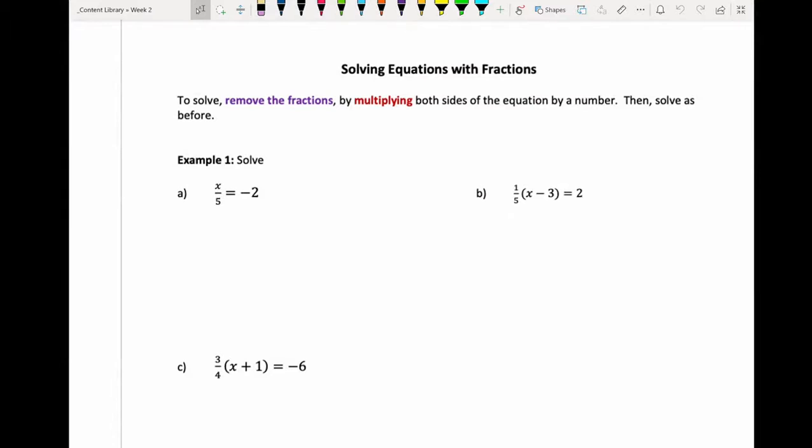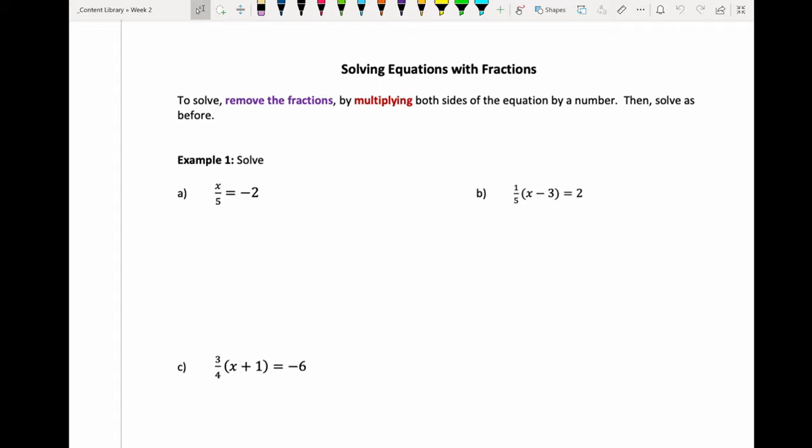In today's note, we are going to look at the most complex type of equation that we're going to be solving in this course, and that is equations with fractions. Now, I know how much everyone loves fractions, but we're going to look at how we get rid of fractions so that we can make our equation easier to solve. So, to solve, we remove the fractions by multiplying both sides of the equation by a number and then solve as we did before.